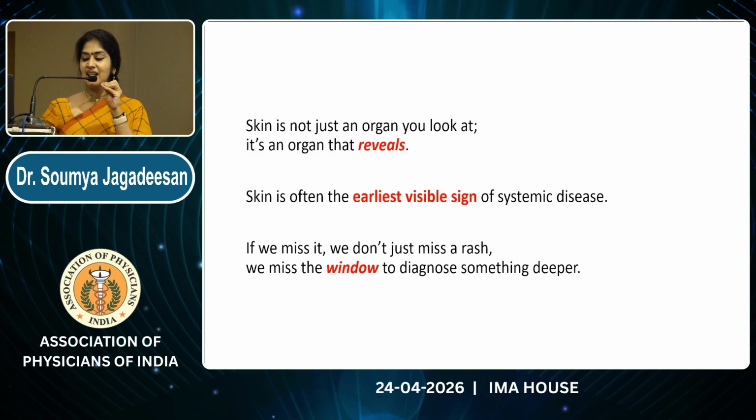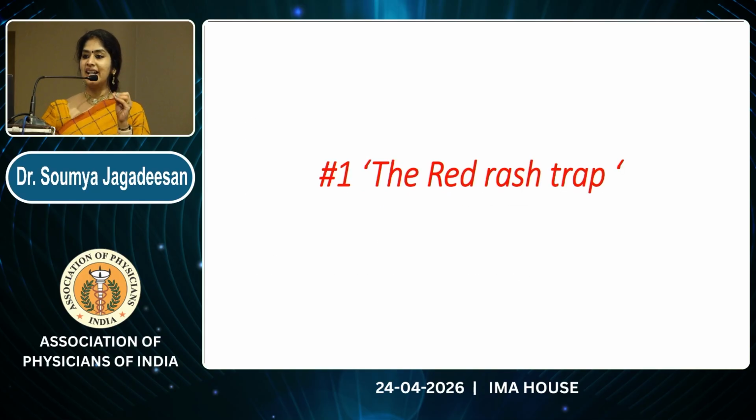Skin is often the earliest visible sign of systemic disease, as we all know. And if we miss that, we don't just miss a rash, we miss an important window to something deeper, which is why we are here, I guess. We are talking about skin and systemic disease. So I'll cluster a few dermatoses that you often see, which are relevant to you. The first group that I'll be talking about is the red rash trap. Red rash is what you often see. So what are the kind of red rashes that you come across?